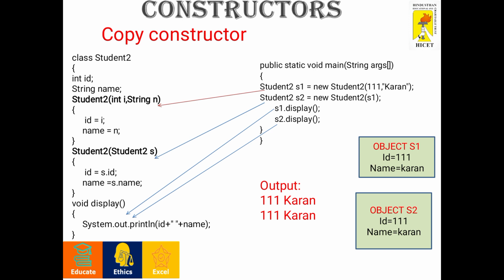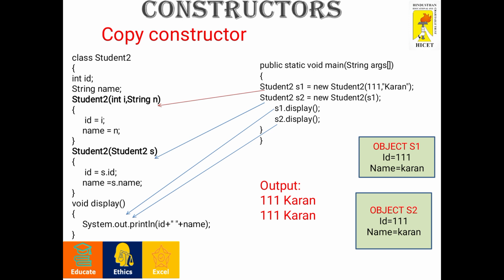Next, the copy constructor example. Here the class name is student2, and there are two constructors. The first constructor consists of two parameters: one is an integer type parameter, the second one is a string type parameter, and it will assign the values to id and name. The second constructor, student2, takes an object as a parameter, so it will assign the value of object s's id to id and object s's name to name. The function display will print the values of id and name.